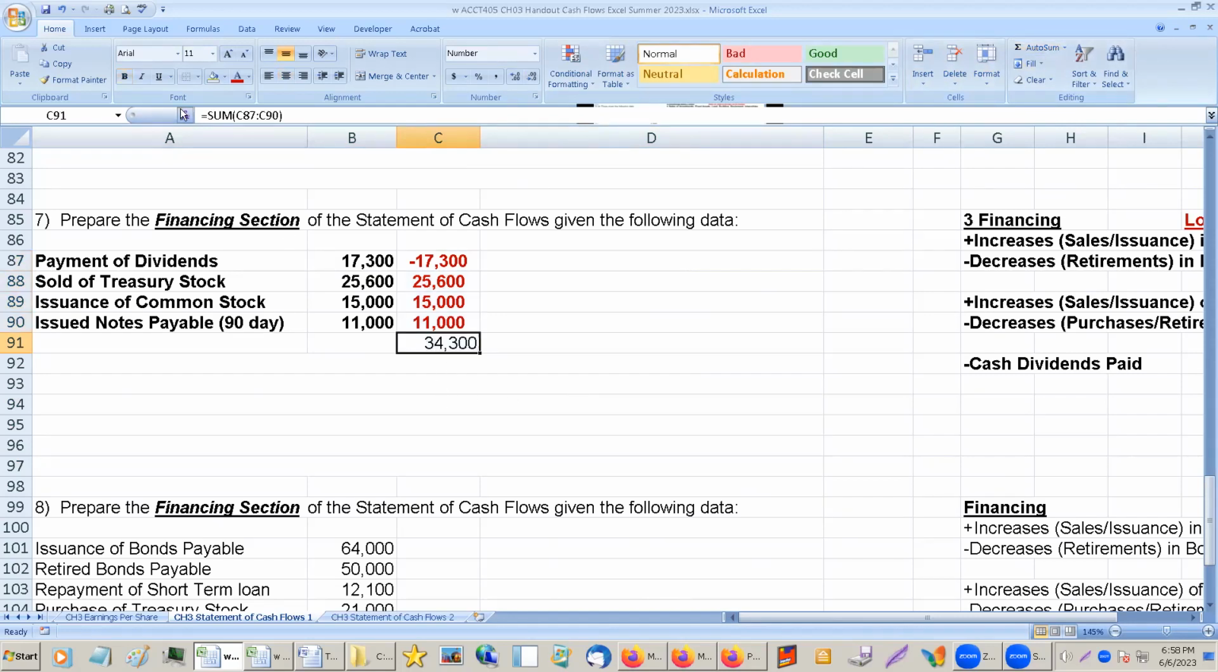Okay, so this is our net financing cash flow. And this, you generally want to see this going up. Because this is when you're borrowing money.